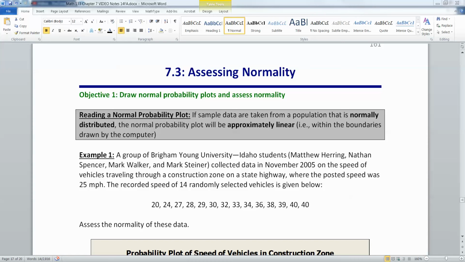And to do that, we're going to read a normal probability plot. This is a graphical display of the data in a different way than you are used to. And what you want to look for is you want to look for the normal probability plot to be approximately linear. If it's drawn with a computer, then you want your dots to be within the boundaries.